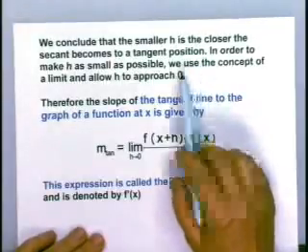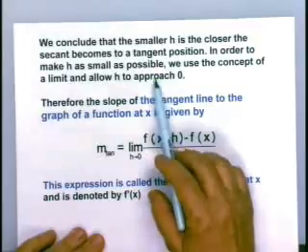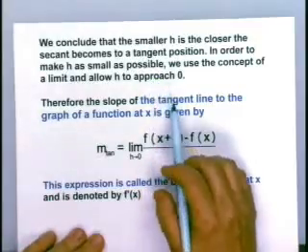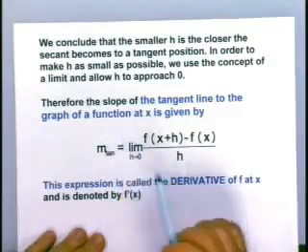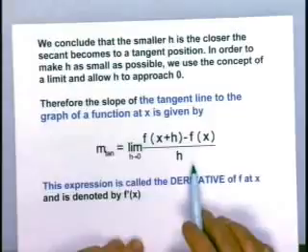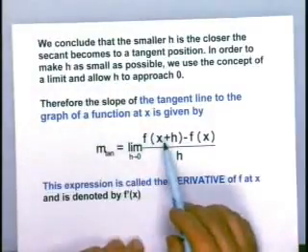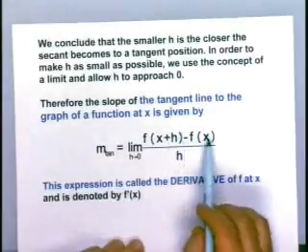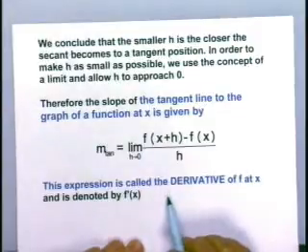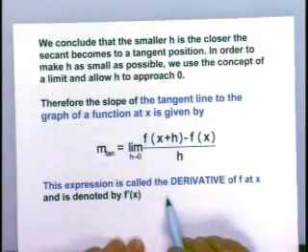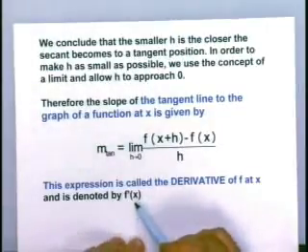In order to make h as small as possible, we use the concept of a limit and allow h to approach 0. Therefore, the slope of the tangent line to the graph of a function at x is given by this expression. The limit, as h approaches 0, of f of x plus h minus f of x, all divided by h. This expression is called the derivative of f at x and is denoted by f prime of x.